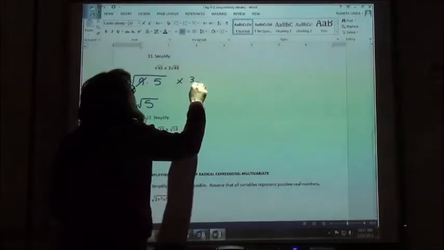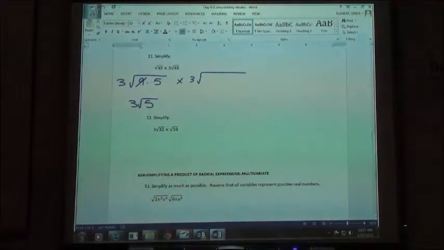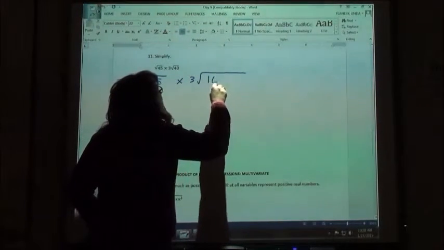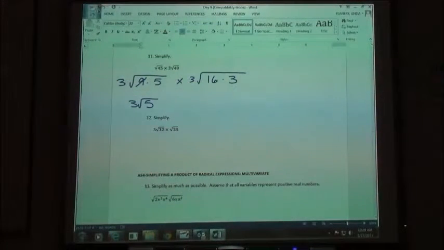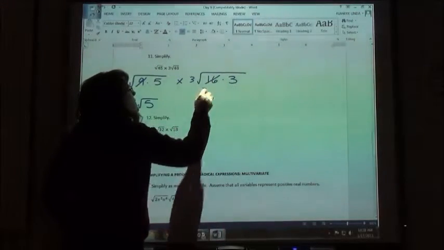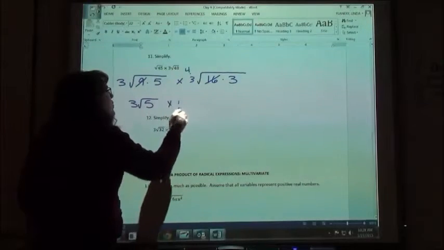And I have 3 square root of 48. 48 we want to factor the biggest perfect square that goes into 48. There's a bigger one than 4. 16. 16 times 3 is 48, right? So I want to use the 16 over the 4 because that's going to save me some work. So, square root of 16 is 4. 4 times that 3 in front would give me 12 square root of 3.